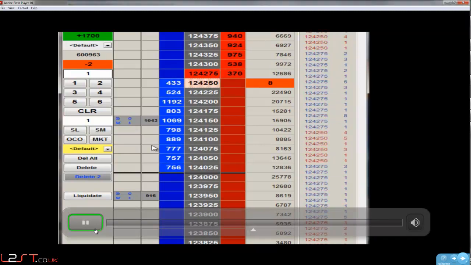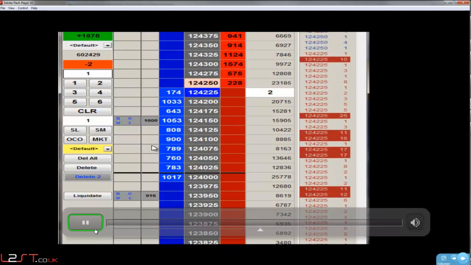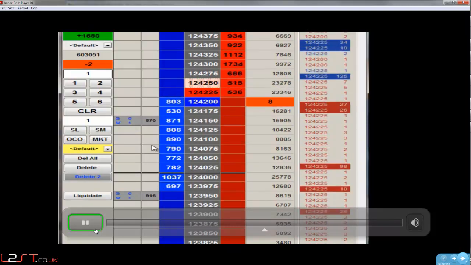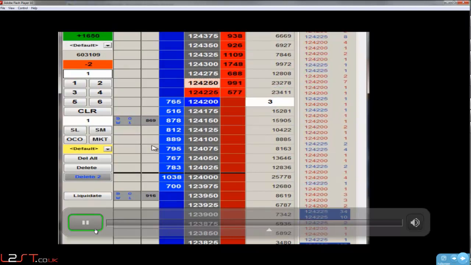Yeah, it's market if touched, so it's a market order. If it's touched there, you get filled. And that's pretty much what happens with a stop. A stop market takes you out on the offer on the buy stop, and a sell stop takes you out on the bid.